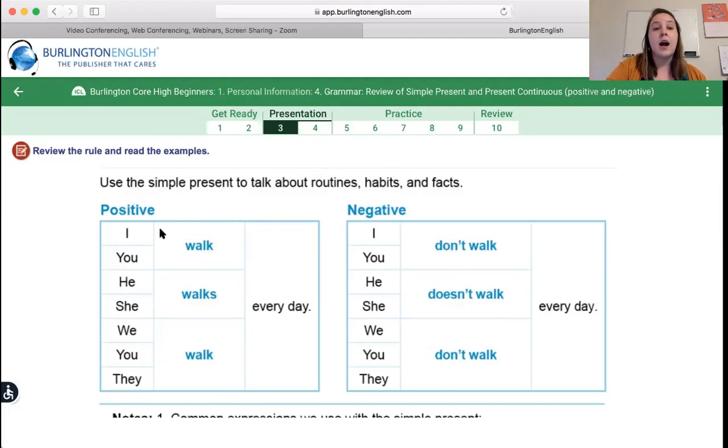So repeat after me. I walk. I don't walk. You walk. You don't walk. He walks. He doesn't walk. She walks. She doesn't walk. We walk. We don't walk. You walk. You don't walk. They walk. They don't walk.